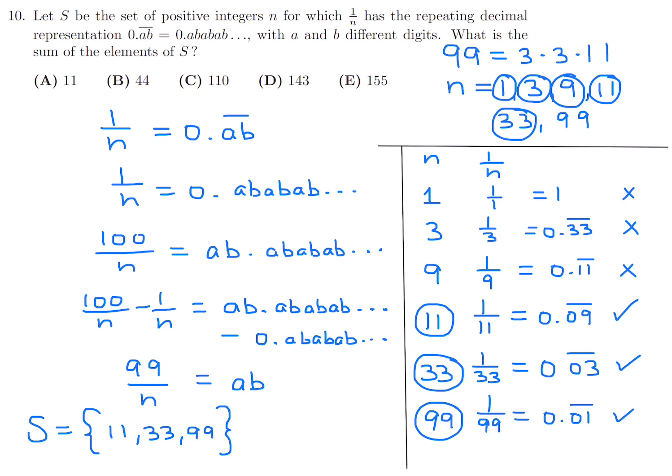And what they're asking for is the sum of the elements. Okay, well, the sum of the elements are 11 plus 33 plus 99, and that is equal to 143. So the answer for number 10 is D.